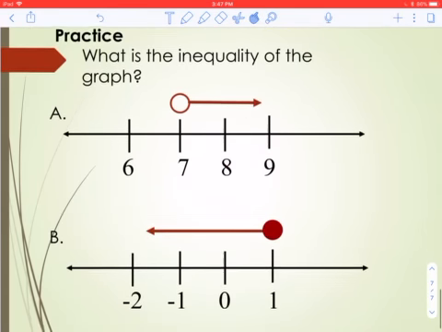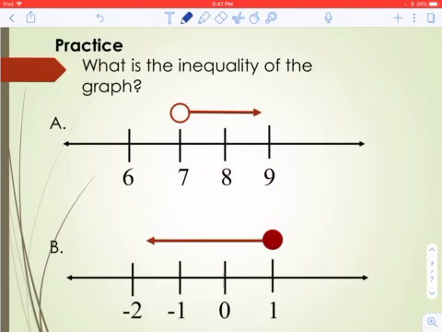So here are your two practice problems. For letter A, we're going to start with x and then what number? It'll be 7, and you need to decide, are these numbers greater than 7 or less than 7? Since they are greater than 7, the inequality is greater than, and because it's an open circle, I'm going to leave it as greater than.